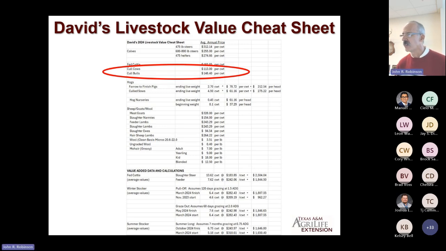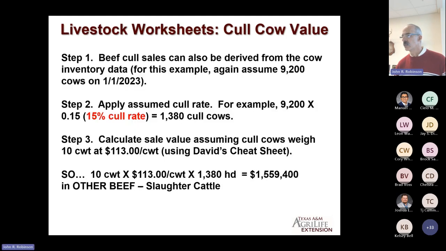Similarly, you can take cull cow, cull bull numbers based on the number of cows from the same inventory data. Again, assuming there's 9,200 beef cows, you can apply a cull rate to that, come up with the number of cows that you're assuming were sold in 2024. You can slap David's price on that, and you can come up with a total value of cull cows that would be in the slaughter cattle line.